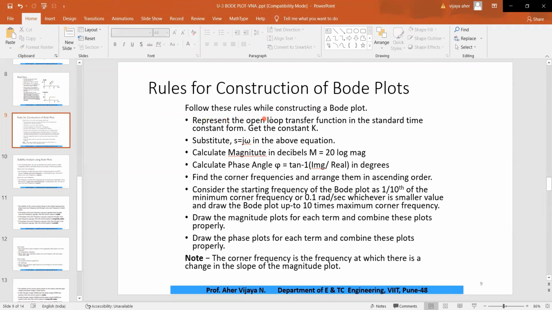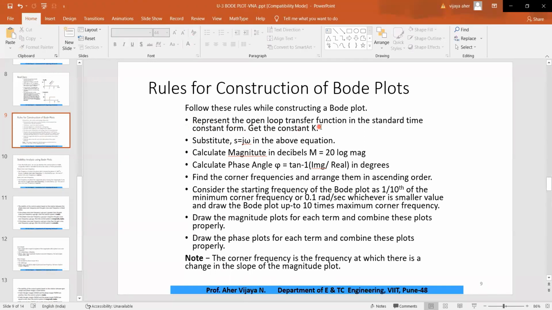Now follow these rules while constructing a Bode plot. While drawing the Bode plot, we have to follow all these rules. So you have to remember that. I have explained all these things. Again, for your ready reference, I am going to explain all these rules for construction of Bode plot. Okay, let us see one by one.